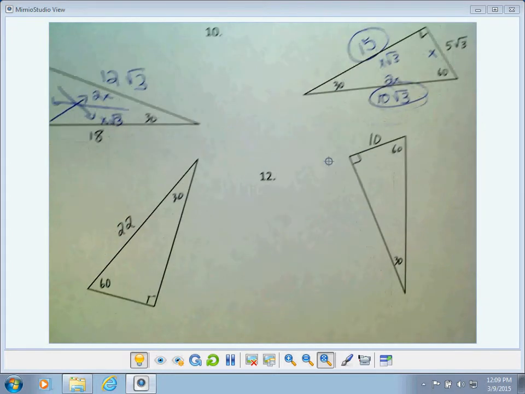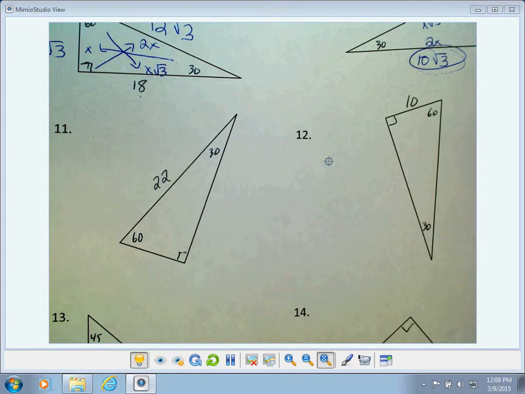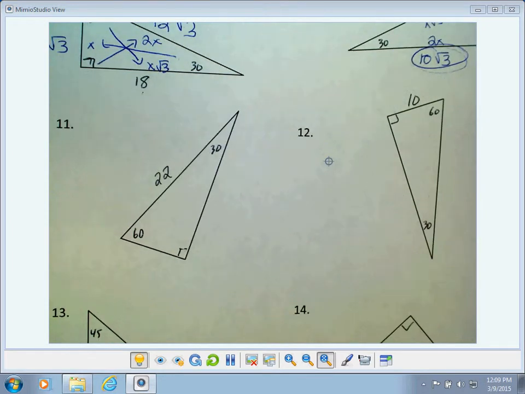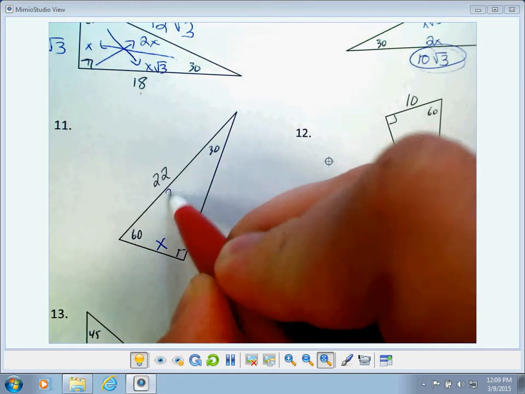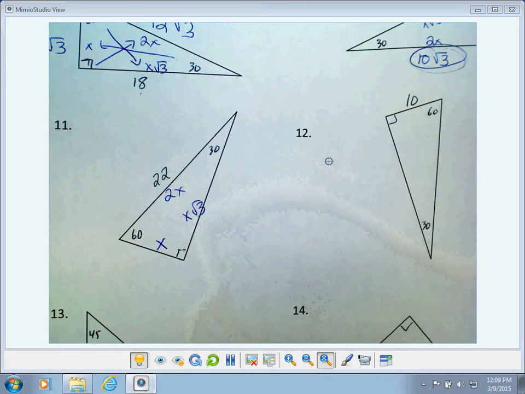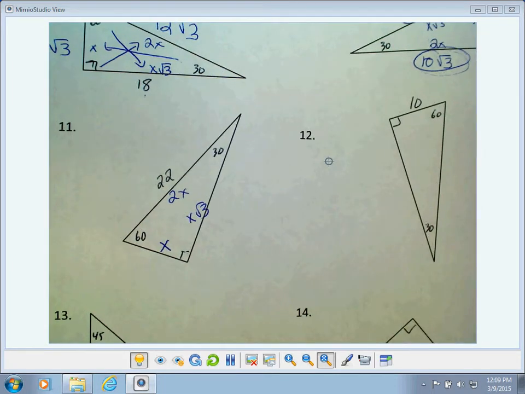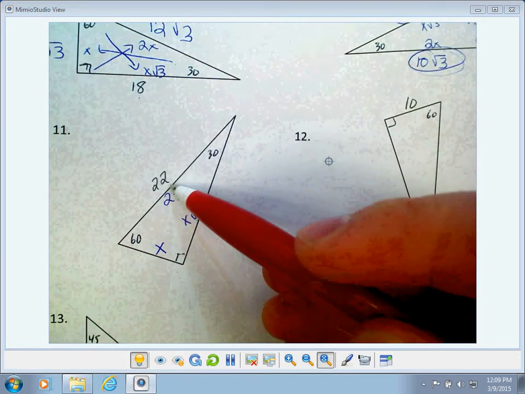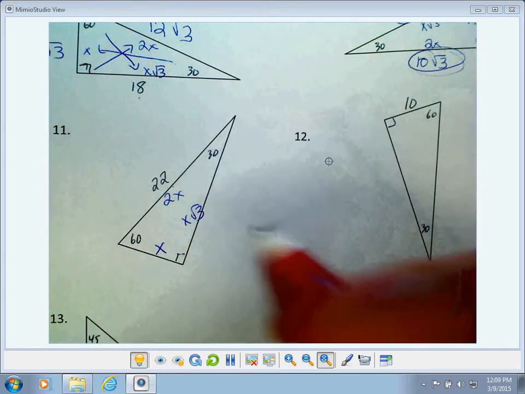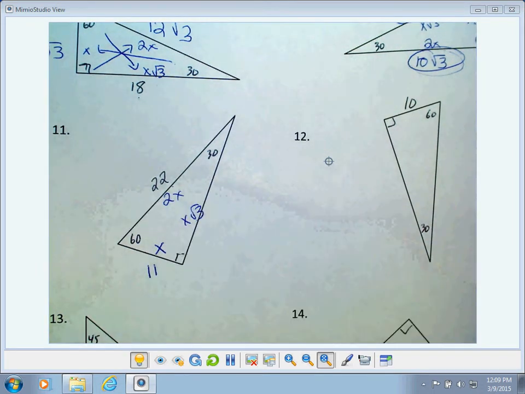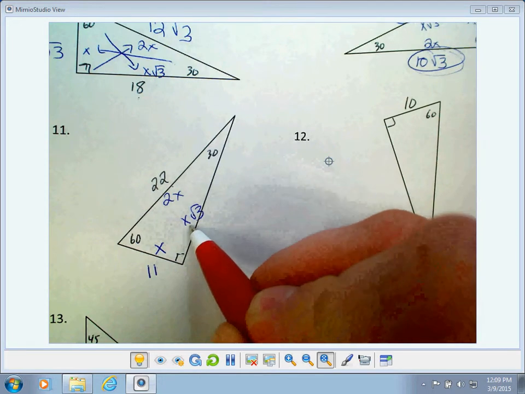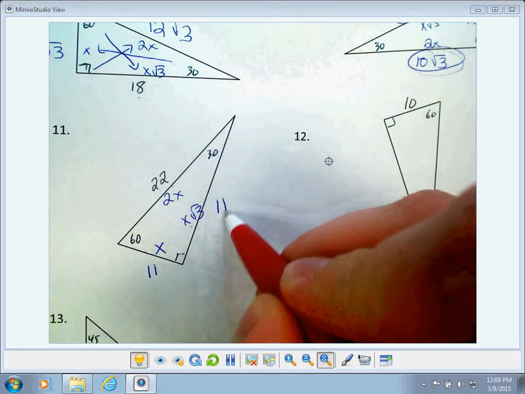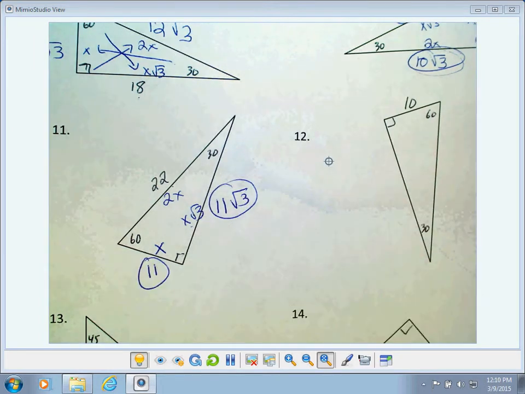Ones like numbers 11 and 12, they're more of the straightforward problems because they just follow the pattern. So with ones like these, for number 11, once again, just write out the pattern. Since we know that 2x is equal to 22, to find x, all we need to do is divide this number by 2. So 22 divided by 2 should give us 11. So now we know x is equal to 11 for this triangle. Since we know what x is equal to, we can find x square root of 3 by plugging in 11 where you see that x there. So then this side here becomes 11 square root of 3.